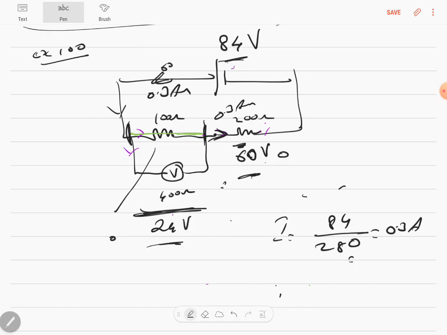So what is it that they want? The reading in the voltmeter will be 24 volts. The same potential is what is going to show in the voltmeter. Calculate the potential difference across the 100 ohm resistor before the voltmeter is connected.